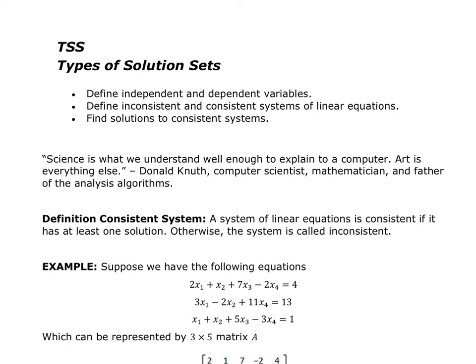So we're going to define what a consistent system is. It's a system of linear equations in which it has at least one solution. So it could have an infinite number of solutions, but it has at least one solution. Otherwise, the system is called inconsistent.